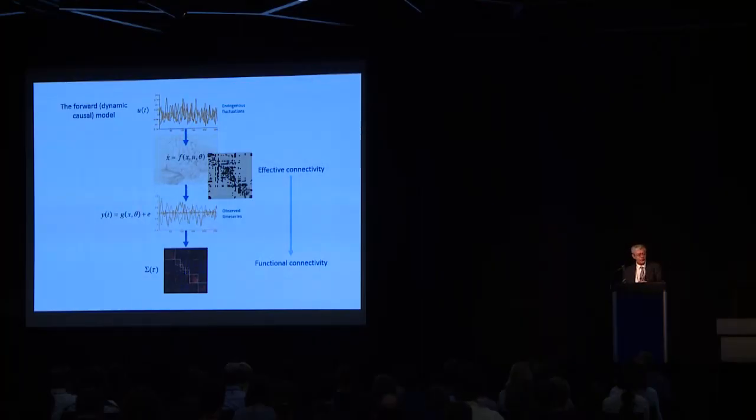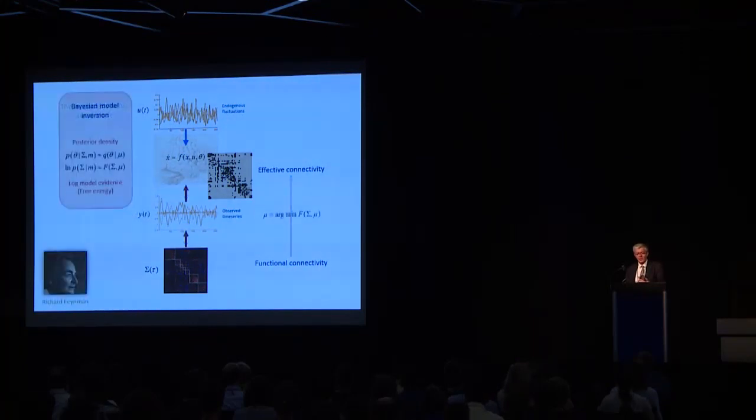And I'm calling that sigma down at the bottom there. So from the perspective of mapping from causes U to consequences sigma or Y, that's the way that the data are generated. That's our forward model. So from effective connectivity to functional connectivity.